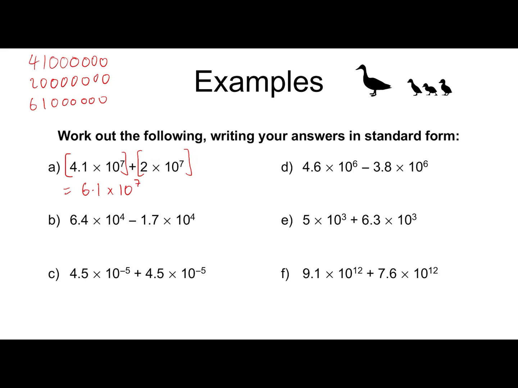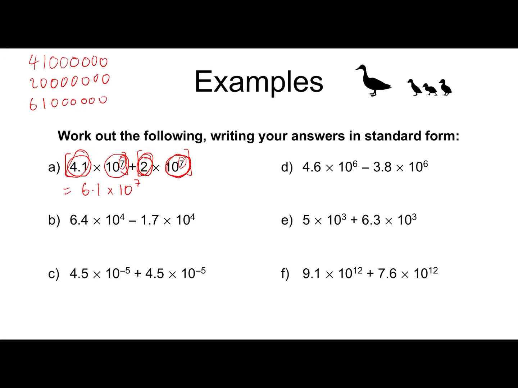So notice what happens. If I'm being asked to add two numbers in standard form, all I need to do is add these two numbers, okay? 4.1 plus 2 is 6.1, and then the powers will stay the same as long as the powers were the same in the first place. So the answer is just add these up, and then the power of 7, because they're both power of 7, they will stay the same. As long as the powers are the same, it won't change in the answer, okay? I hope that's obvious why.